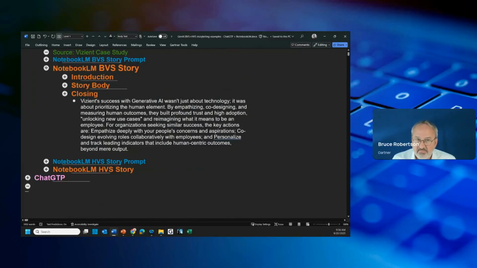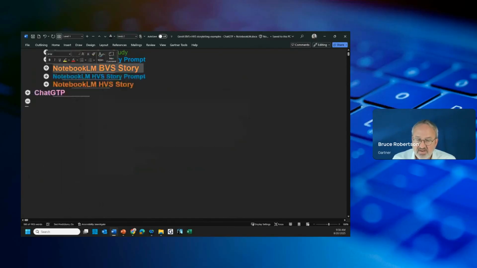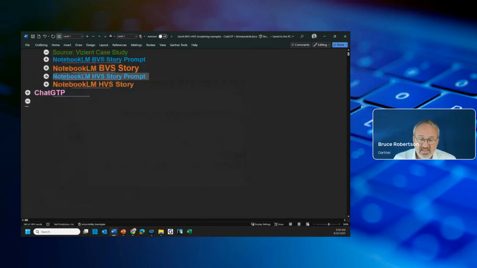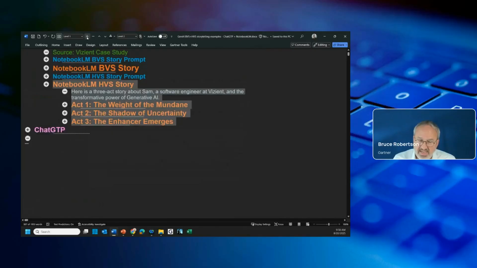So I thought that wasn't a bad cut. That would have inspired me to do a better one. And then when I did the human value story, again, I have a particular prompt I used, very similar to the one I showed you on the slide. And then it started to give me that kind of output. So it's got 3 acts.